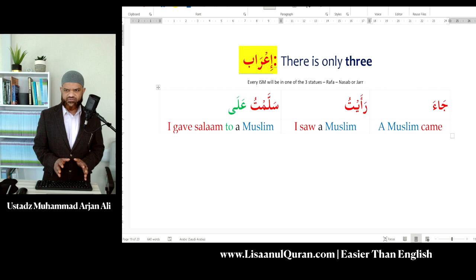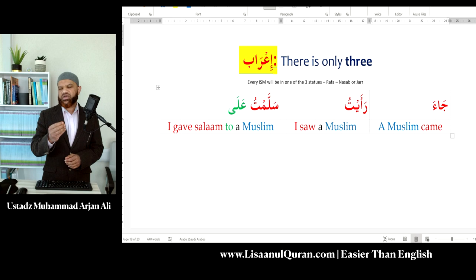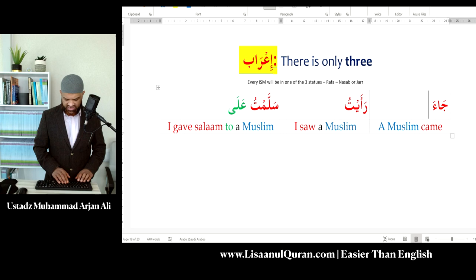Now, the three sentences we're going to say in Arabic are, number one, a Muslim came. Number two, I saw a Muslim. And number three, I greeted a Muslim, or I gave salam to a Muslim. Now, if you look at the first sentence only in English, I hope it's very clear that a Muslim came. The word Muslim is now playing the role of the doer. Who's done the act? Who came? A Muslim came.